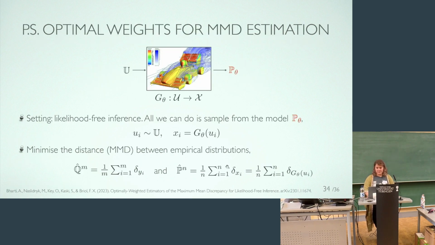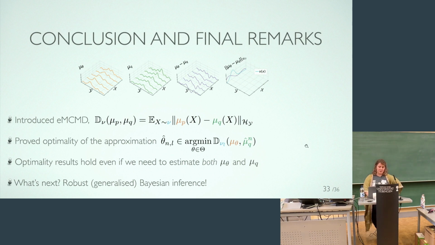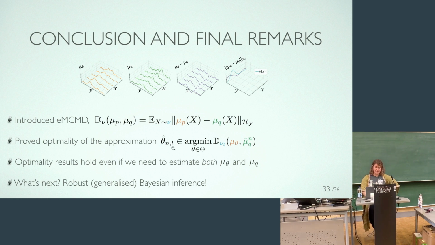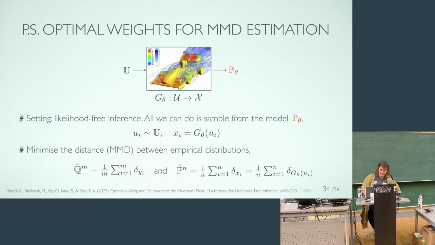But that, of course, will not be the case for general models P theta. But it turns out that if I approximate both this embedding as well as the mu q, the optimality results still hold with a little bit of extra assumption on top. So in that sense, the estimator is general purpose. And yes, someone mentioned inference. We would very much like to apply this to the inference step as well, and see if it can robustify generalized Bayesian inference.